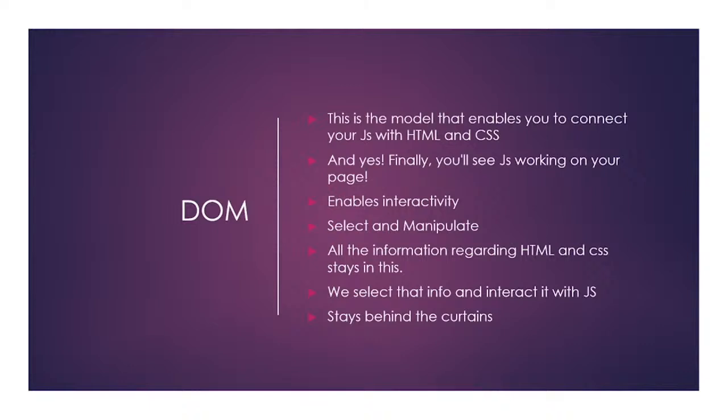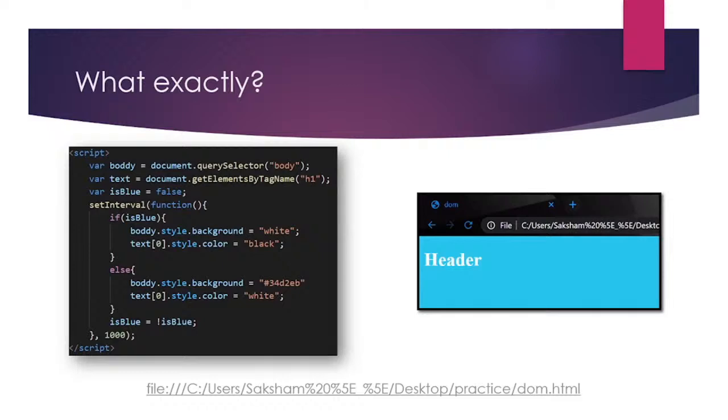Okay, all the information regarding HTML and CSS stays in the document object model, and we select that info and then make it interact with JS. And it obviously stays behind the curtains because you won't be able to see it. You'll just be able to see the HTML and CSS part and the JavaScript working on its space.